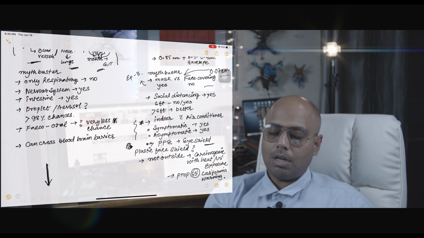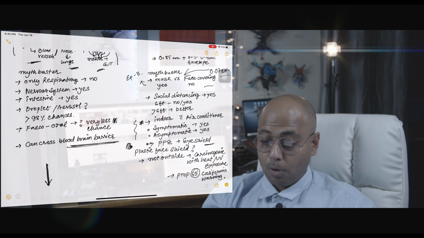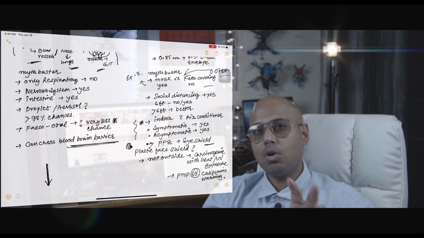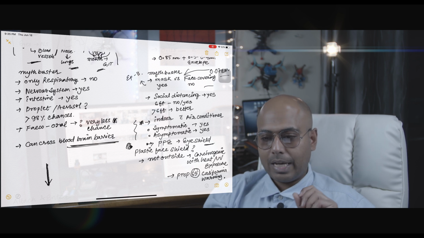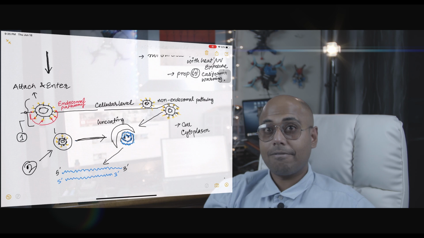Can it cross the blood-brain barrier? I'm not going to explain the blood-brain barrier right now because it's going to be too confusing. Remember this: it can cross the blood-brain barrier, which means that it can affect your nervous system.